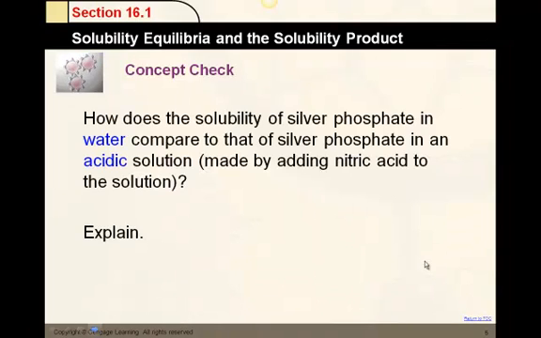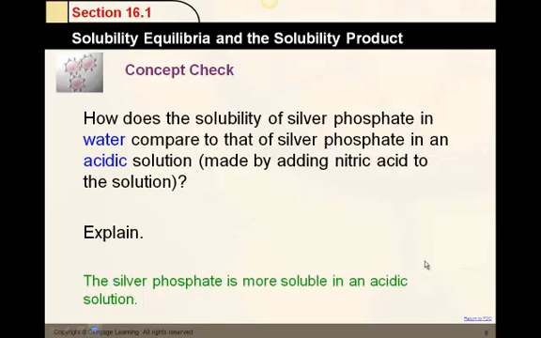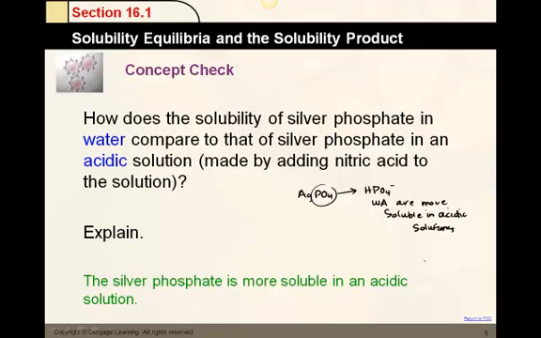Okay, how does the solubility of silver phosphate in water compare to that of silver phosphate in the acidic solution? Silver phosphate is more soluble in acid, so let's check it out and figure out why. Silver phosphate, so we're really looking at the phosphate part. HPO4 negative is the acid. This is a weak acid, and remember, weak acids are more soluble in acidic solutions. So that's why silver phosphate is more soluble in acidic solutions.